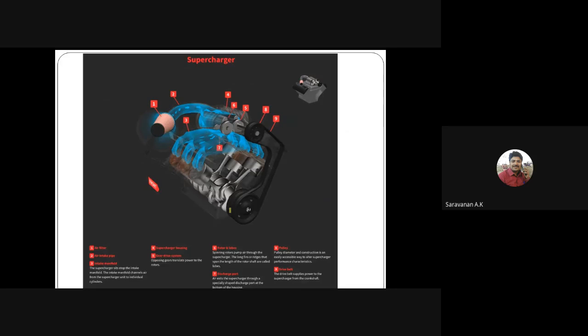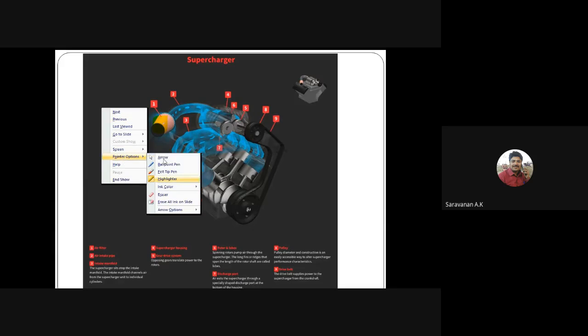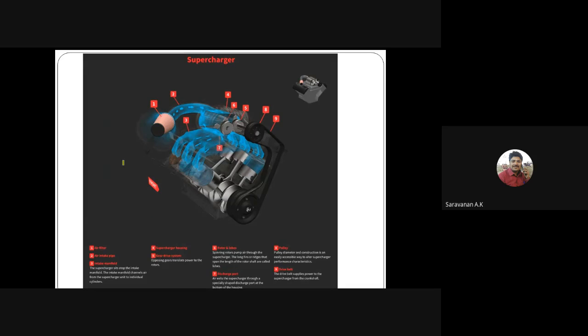right? Here you can see the animation. Here we have a supercharger. I will explain one by one. What is the first part? It is the air filter. In a car, you almost always see an air filter. It filters the dust from the atmospheric air.